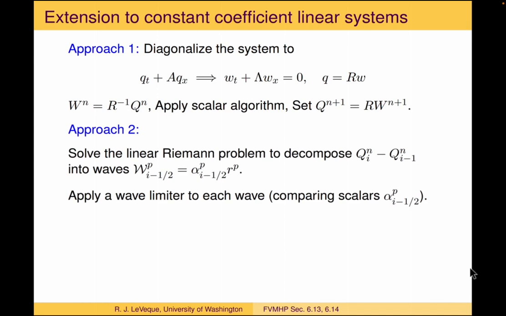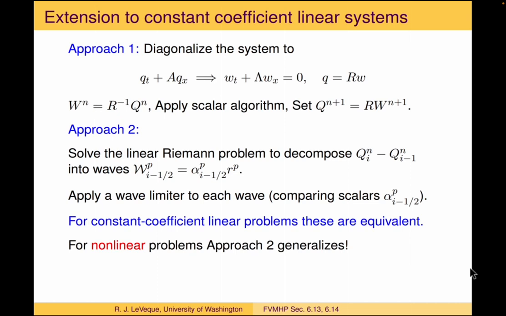But another way to do it, which is completely equivalent for the constant coefficient linear case, is to solve the Riemann problem and decompose the jump in Q into waves, where the waves are each proportional to one of the eigenvectors. So we'd be applying the inverse of the eigenvector matrix to the jump in Q to get the alphas. And then these alphas are simply scalar values, and so we can apply a wave limiter to each of those scalars and then recombine them. If we do that, it turns out to be exactly equivalent to diagonalizing the system, applying the same limiter high resolution method to each scalar equation and then recombining them.